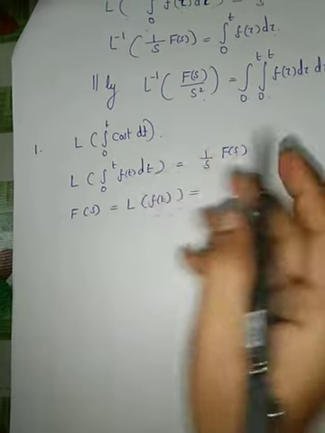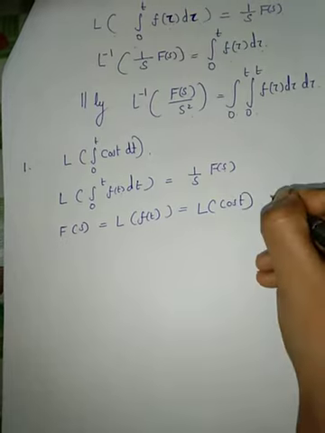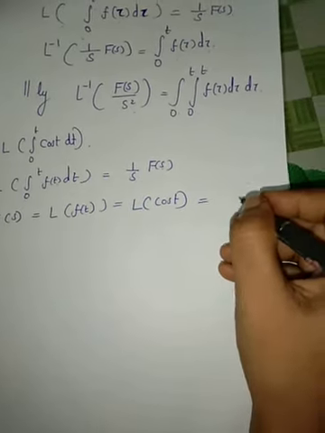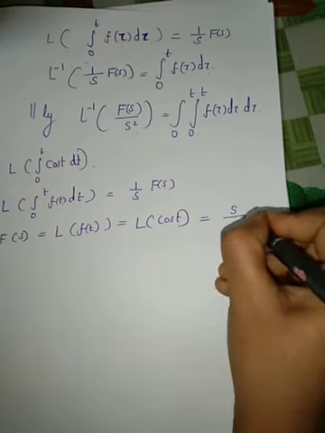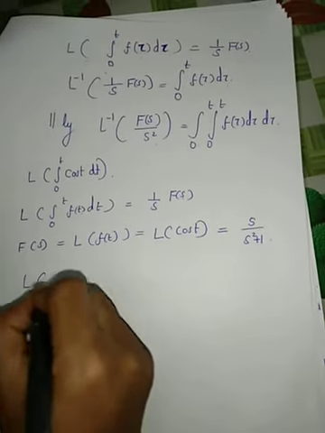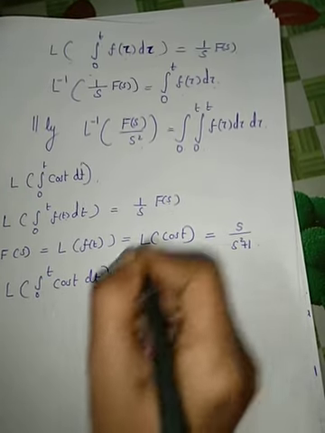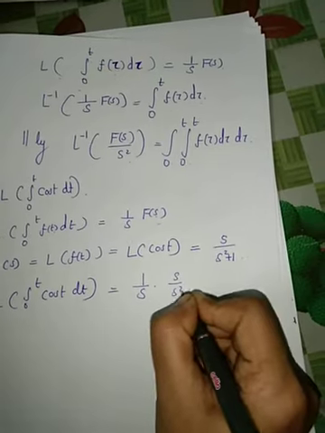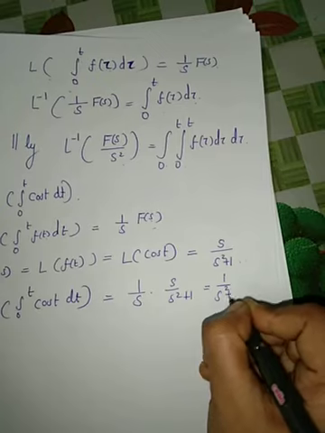What is the function here? f of t is cos t, therefore it is equal to L of cos t. What is L of cos t? L of cos wt is s divided by s square plus w square. Here w is 1, therefore it is s divided by s square plus 1. Therefore L of integral 0 to t cos t dt is equal to 1 by s into F of s, that is s divided by s square plus 1, which is equal to 1 by s square plus 1.